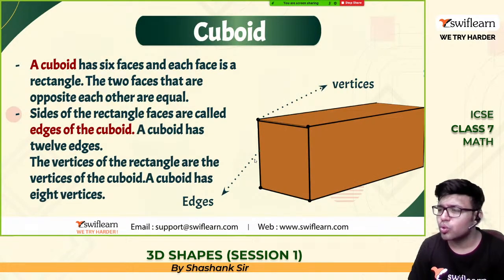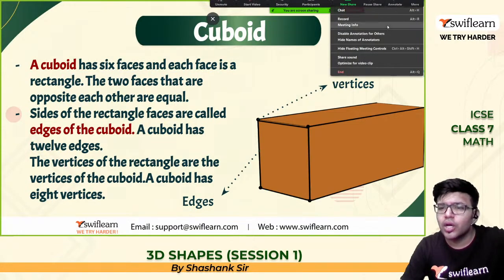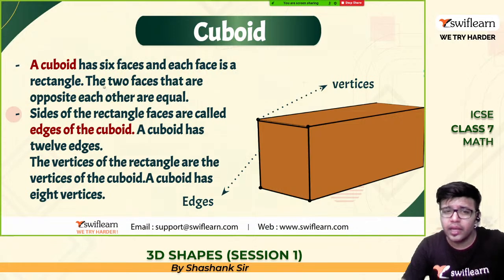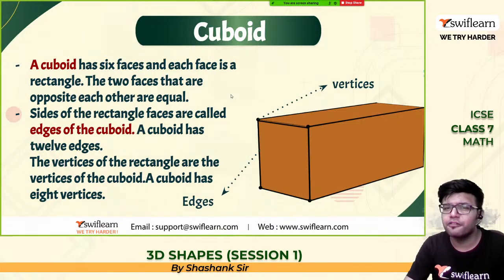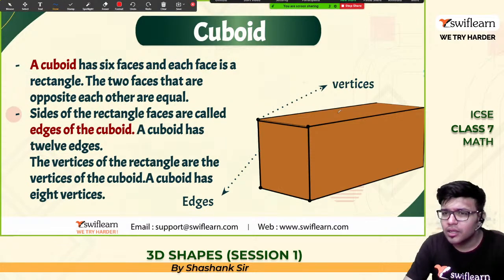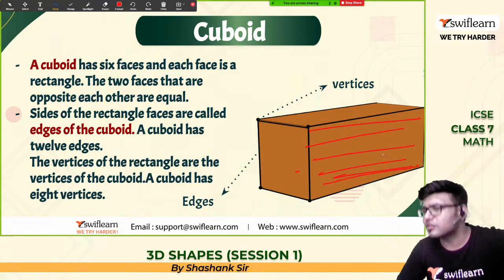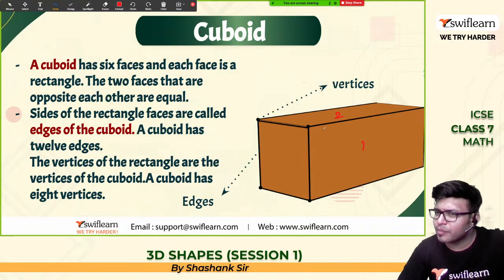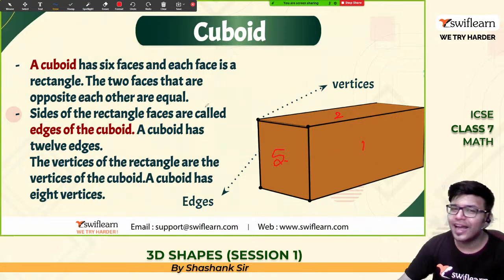So let's study in detail this geometrical figure, the cuboid. A cuboid has six faces. Each face is a rectangle. Two faces that are opposite to each other are equal. The sides of the rectangular faces are called edges of the cuboid. First face, I'm going to mark this. This entire thing is called a face. ऐसे कितने faces हैं? There are six faces. देखो, 1, 2, 3 at the back side, 4 at the bottom, this is 5 and opposite 6. So a cuboid has six faces.